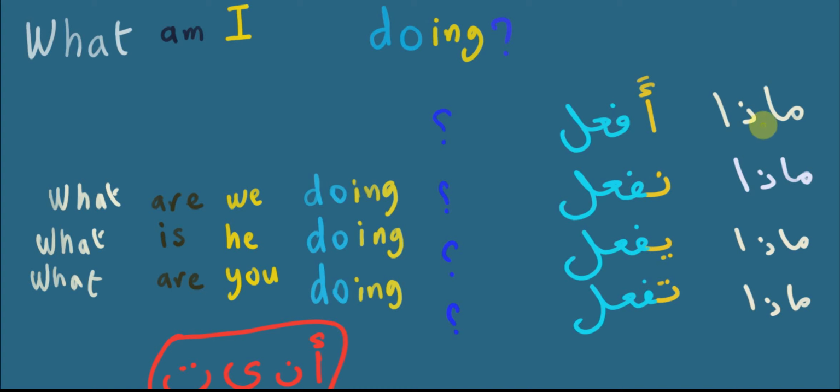So again, these letters, when they're attached, take this form. This is when the letters are written by themselves. That's how it looks. Notice how the shape changes when it's connected to the word or to the verb. So ماذا أفعل? What am I doing?